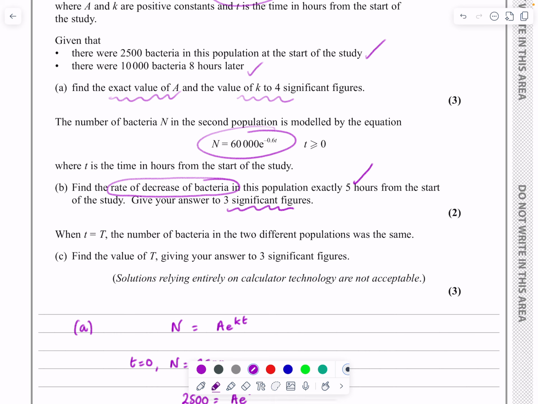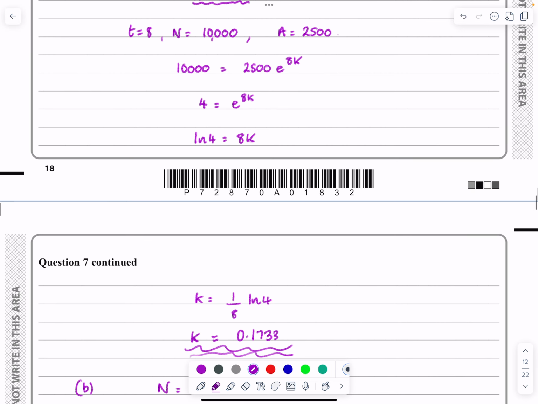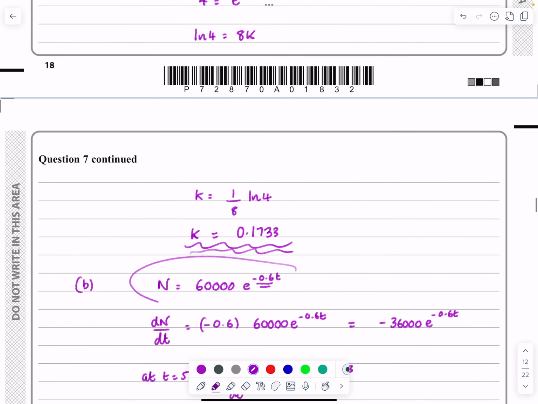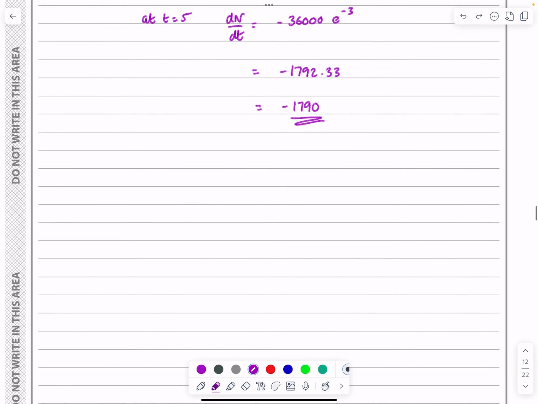And then part C says, right, at t equals capital T here, the number of bacteria in the two different populations was the same. Find the value of T, giving your answer to three significant figures. Okay, so what we've got to do is basically we've got this function and we've got this function, and what we need to do is sub t equals capital T into both of them and then equate them. So let's actually tell the examiner what I'm doing.